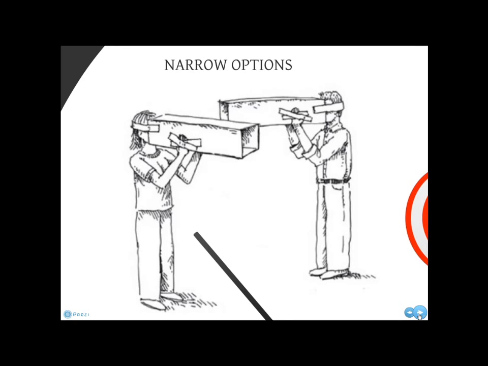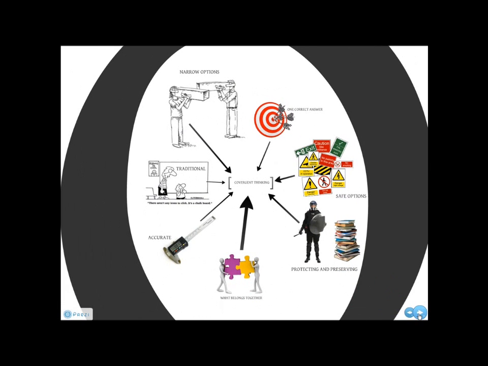So once again, convergent strategies tend to focus on one correct answer, taking the safe option, protecting and preserving past knowledge, bringing ideas that are similar together, focusing on accuracy, building on traditional beliefs and behaviors, and viewing problems and questions from a narrow range of perspectives or options.